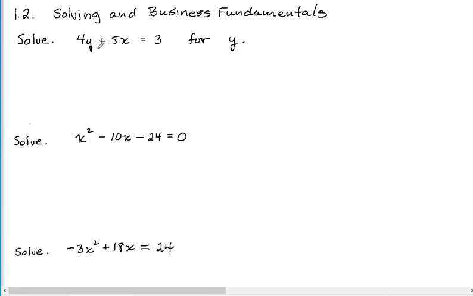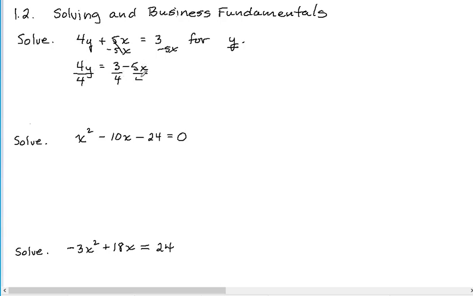First, a linear equation. How do I know it's linear? Because there aren't any exponents on the variables and there's no variables in the denominator. This has two different variables, and specifically I'm told to solve for y. So I want to get the y by itself. First subtract 5x from both sides. So 4y would be 3 minus 5x, and then divide by 4.